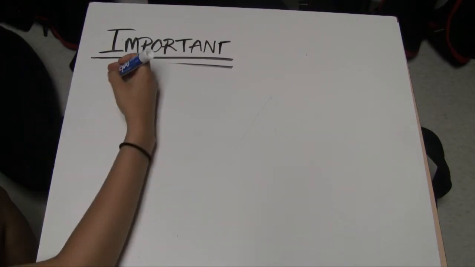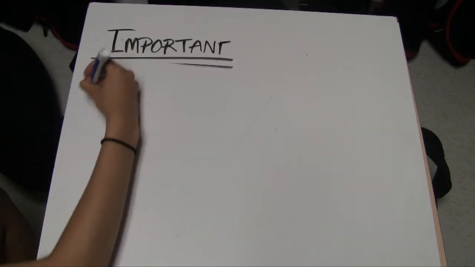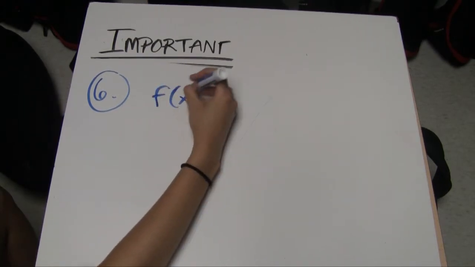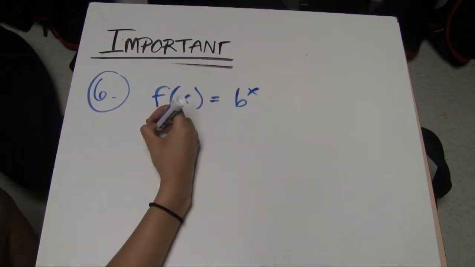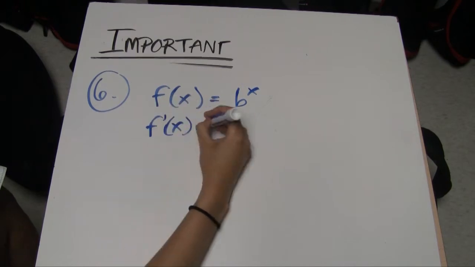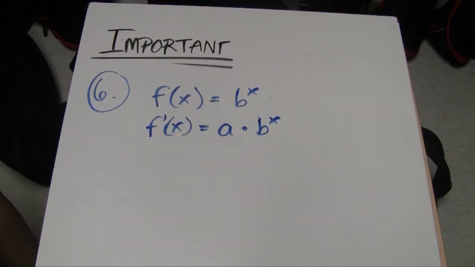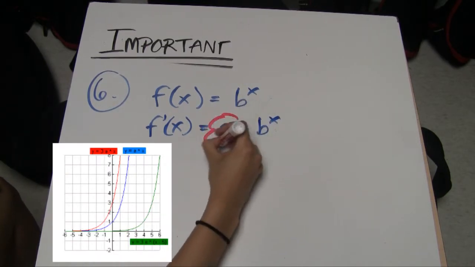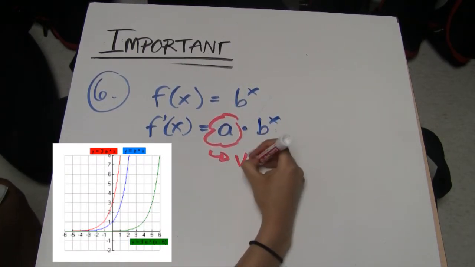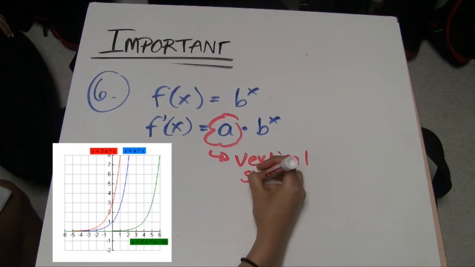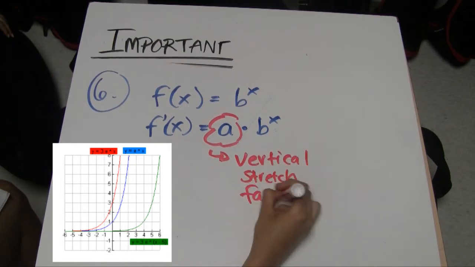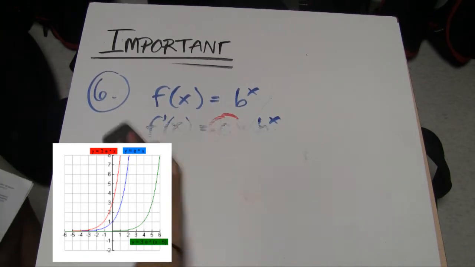6. In exponentials, it is important to note that the derivative, the rate of change of an exponential function, is also an exponential, but is simply a vertically stretched function of the original. As we saw in point 5, ln b would act as that vertical stretch. So we can model this as f of x equals b to the x. The derivative of that function is a, meaning the vertical stretch factor, times b to the x.